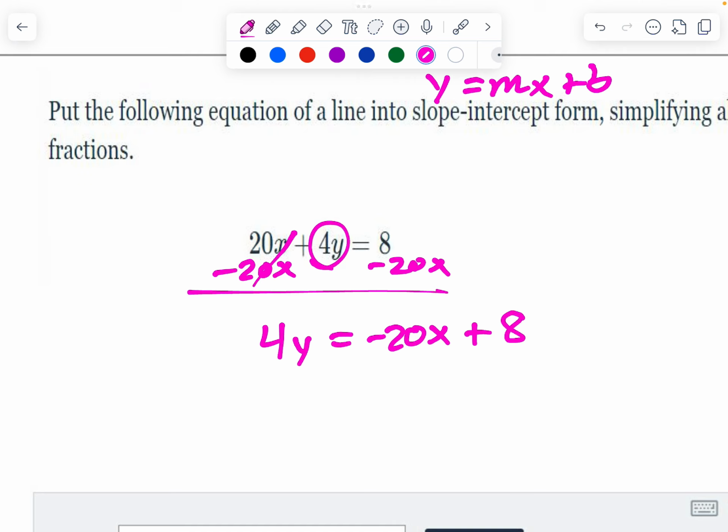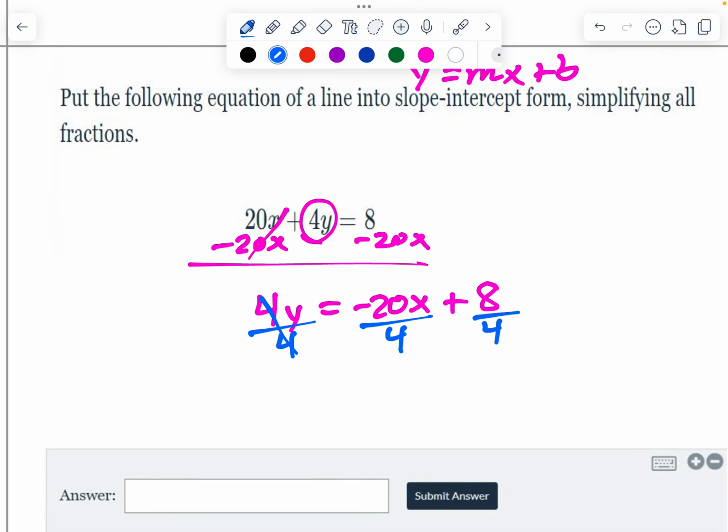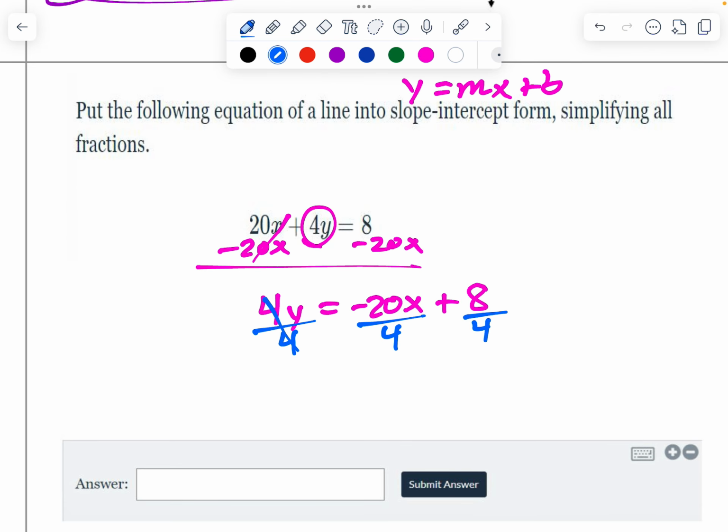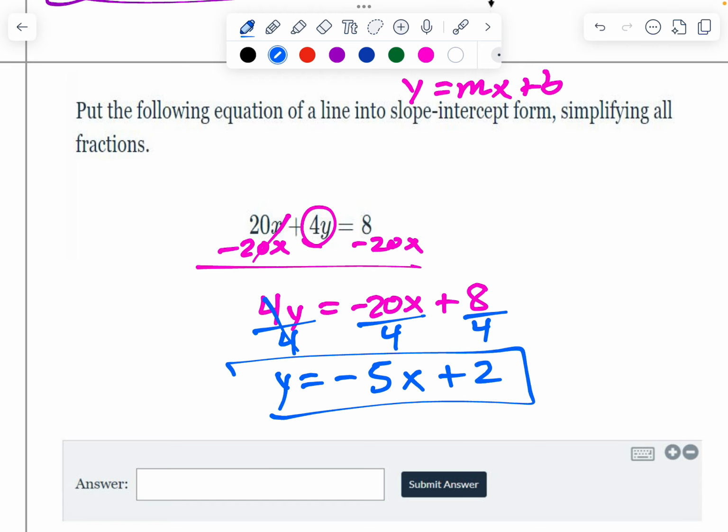And now, I'm not done because y is not by itself. So you need to divide by 4. And if you divide, you get to divide every single term. And so that's y equals -5x plus 2. Y is by itself, I'm done.